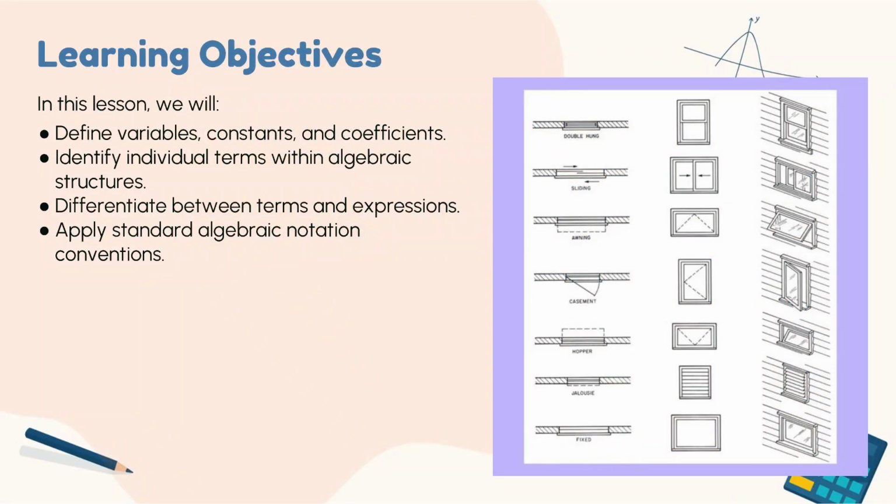In this lesson, we are going to focus on 4 key goals. First, we will define variables, constants, and coefficients. Second, we will learn how to identify individual terms inside algebraic expressions. Third, we will understand the difference between a term and an expression. Finally, we will practice the standard rules mathematicians use when writing algebra. These skills are important because they help you read algebra correctly before you try to simplify, expand, factorize, or solve anything.